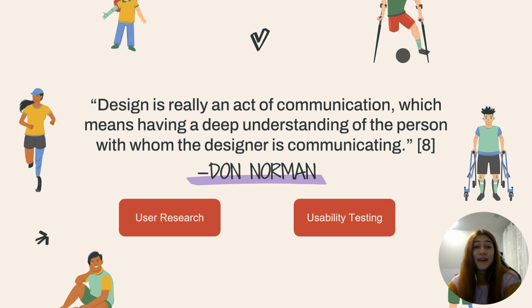So as we wrap up our discussion on domains, let's take inspiration from a quote by Don Norman, who is often referred to as the father of user experience design. In his book, The Design of Everyday Things, Don Norman says, "Design is really an act of communication, which means having a deep understanding of the person with whom the designer is communicating." This quote is powerful because it tells us the main principle behind good design. It's understanding the user we are designing for.